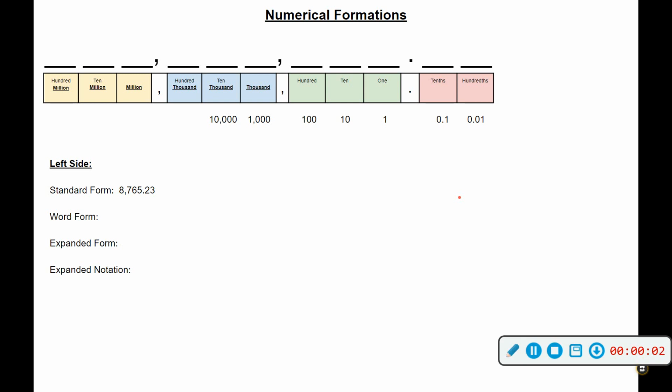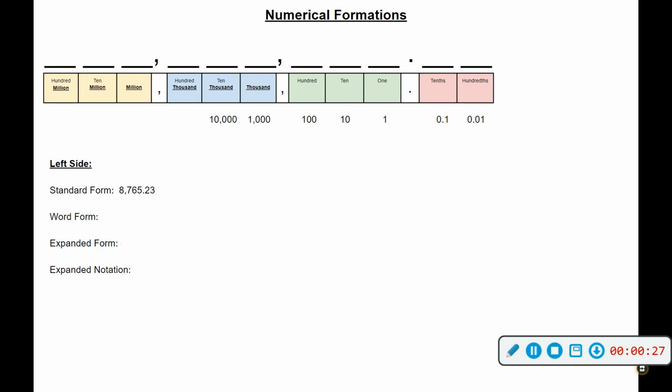Today we're going to be focusing on learning numerical formations and how they can be represented numerically. So let's take a look here. As you take notes on this video, we're going to separate these formations into 4 different ones, and we're going to really focus on one in particular because in Texas at least, we want to make sure that we really hit it hard on the place values and how much they're worth.